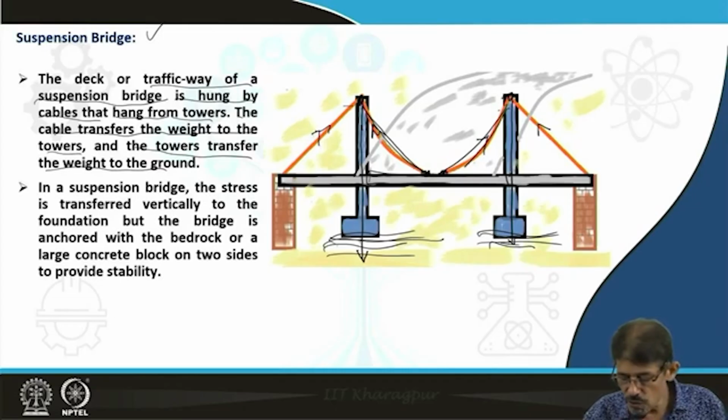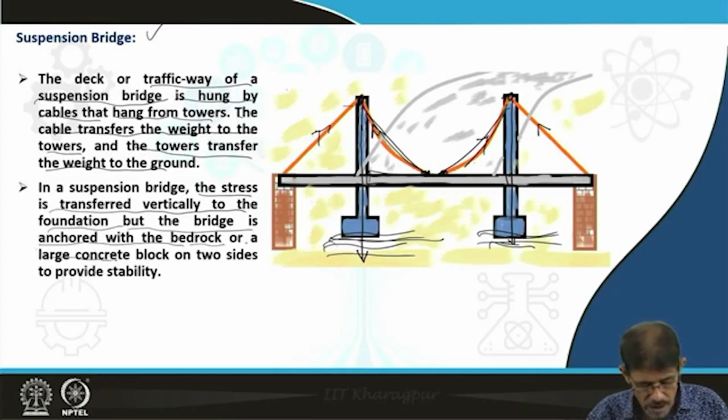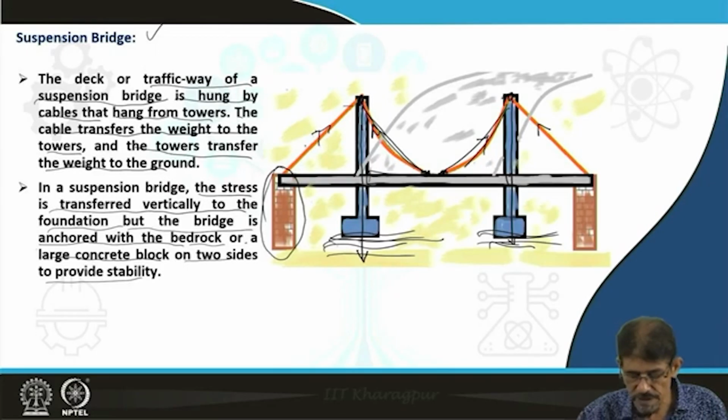Due to the suspension effect, in a suspension bridge the stress is transferred vertically to the foundation, but the bridge is anchored with the bedrock or a large concrete block on two sides to provide stability for this type of action. Because it is under tension, this tension cable is going to pull the abutment pillars upward.